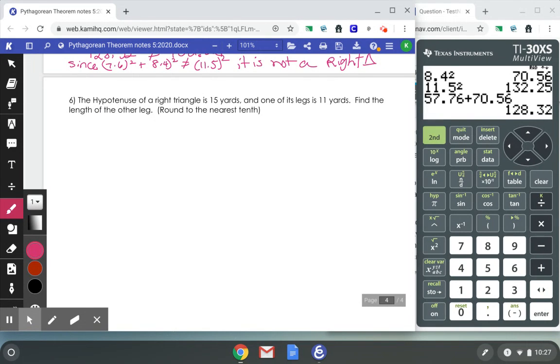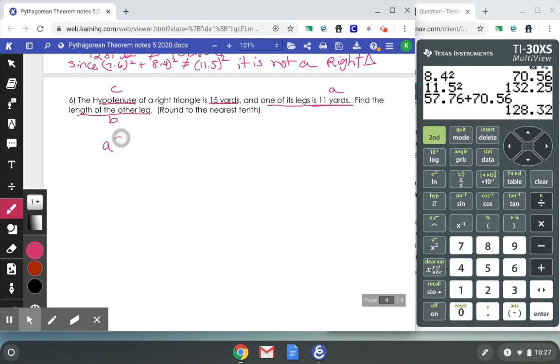All right, last example. This is just where you are going to have to recognize, in this case, it says the hypotenuse of a right triangle is 15 yards. One of its legs is 11 yards. Find the length of the other leg. So I know in my formula, hypotenuse is always C. One of its legs is A, and the other leg is missing. That's going to be the B.